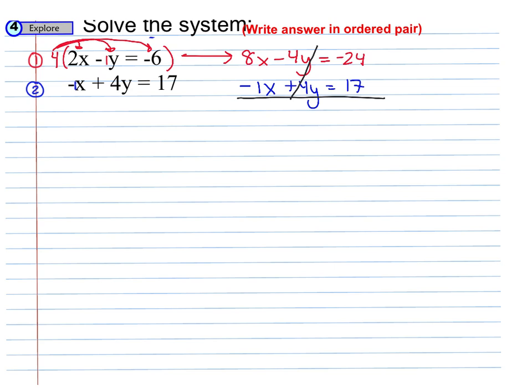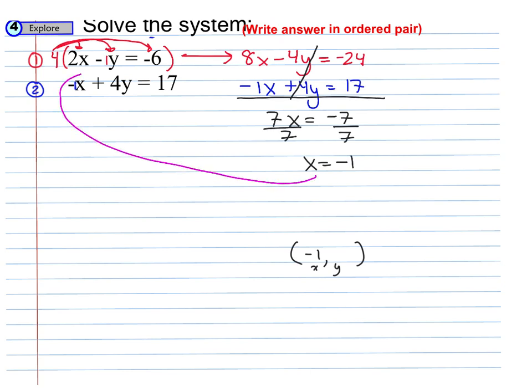And I'm going to get 8x minus 1x, that is 7x. Negative 24 plus 17, that is negative 7. Divide both sides by 7, and you're going to get that x is negative 1. So for our ordered pair, we have negative 1, and I need to find my y. You can plug it into either the first equation or the second equation. To make it a little bit easier, let's plug it into my first equation. That means without the 4.